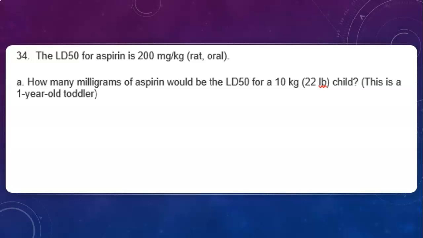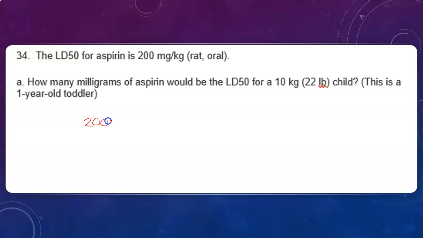So the LD50 is the lethal dose where half of the organisms die at that particular dosage. And so the LD50 for aspirin is 200 milligrams per kilogram with rat taken orally. So how many milligrams of aspirin would it take for 50% of children to die, if it was a typical 1-year-old toddler size, so about 10 kilograms? All right. And I know it's morbid, but this is really pertinent.